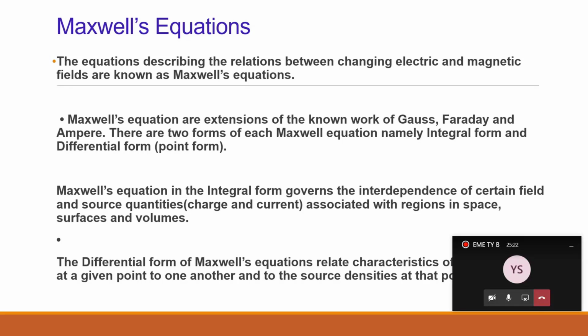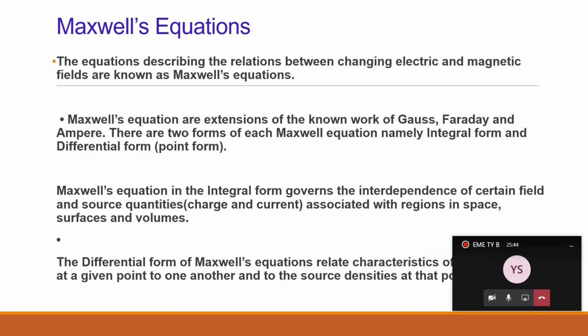There are two forms of Maxwell's equations. First, the integral form of Maxwell's equations, and second, the differential or point form of Maxwell's equations. Integral form means the things which are related in terms of integration. Closed integration of H dot dl is equal to I by Ampere's law.